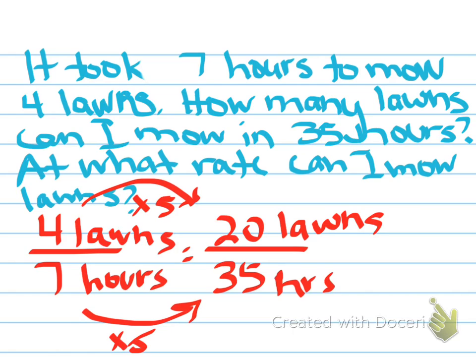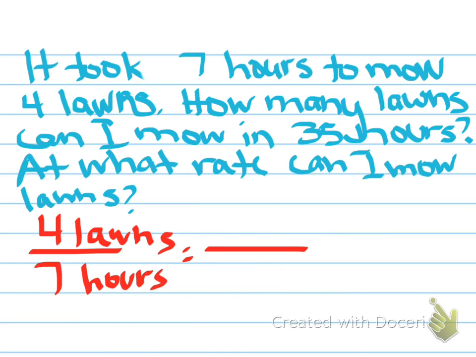So my answer for the first part, how many lawns can I mow in 35 hours? 20 lawns is my answer. Now for the next part, at what rate can I mow lawns? So coming back to the original again, we've got 4 lawns in 7 hours, and I want to know the rate that I'm going to mow lawns.